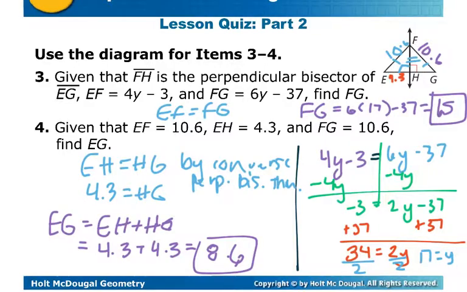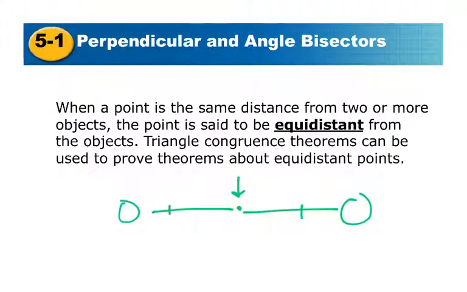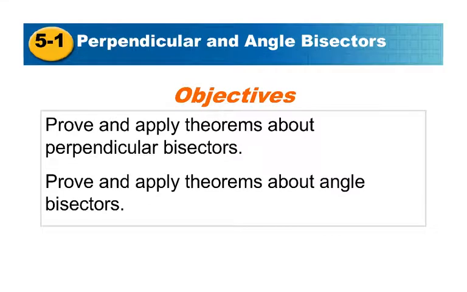Alright, so those are our notes for 5.1, and so you're going to be using both of those theorems and this idea of a locus and equidistant in order to prove some theorems about angles and segment bisectors.